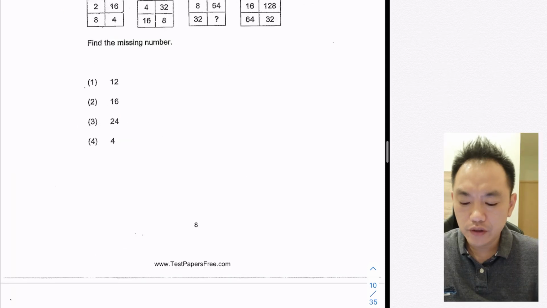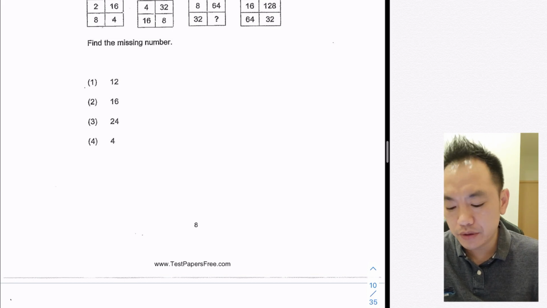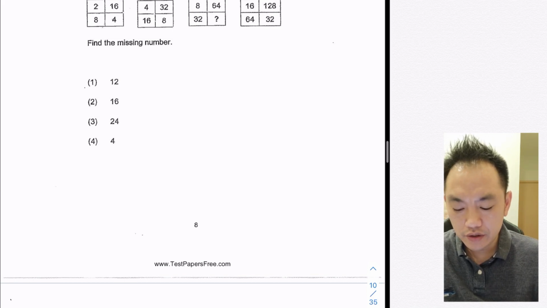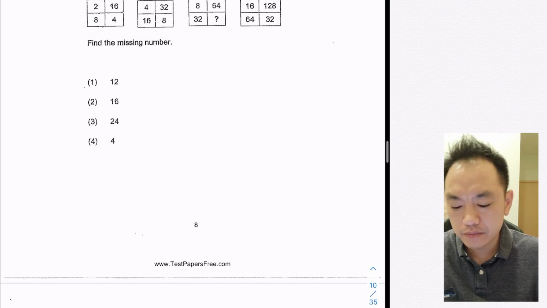Okay, let's move on to question 15. Observe the pattern below. Okay, so every block has 4 numbers, and in the third block, they are asking what's the block on the bottom right.